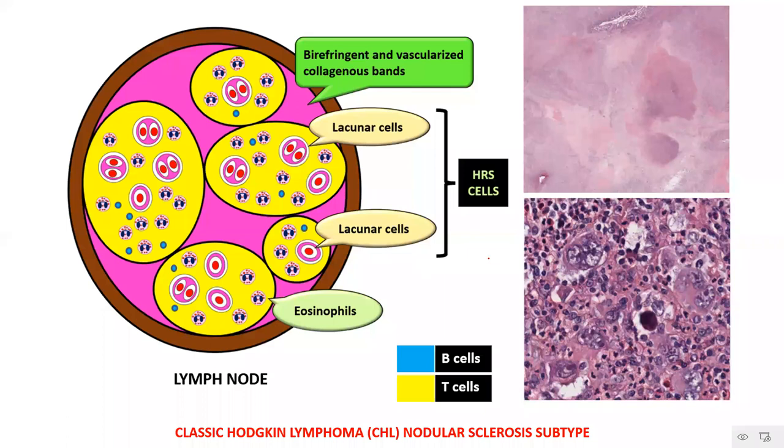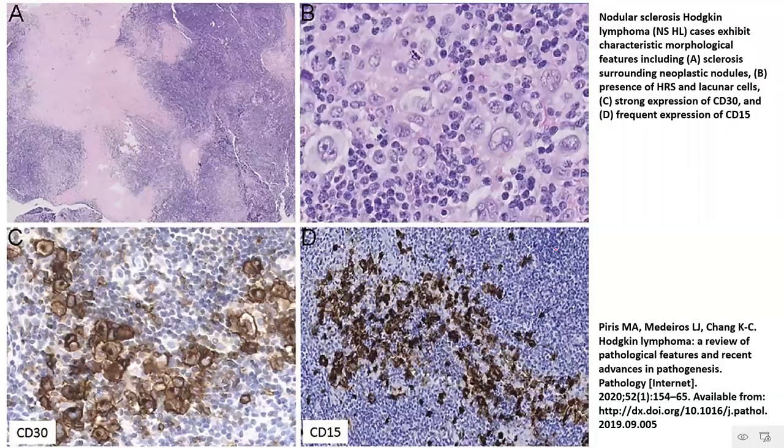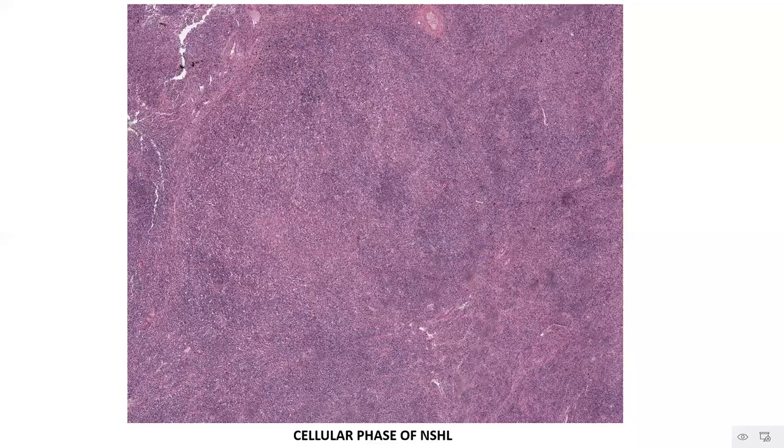And this is how the nodular sclerosis subtype would look. You have these pink birefringent bands of collagen with nodules of varying sizes, which are comprised of the lacunar cells, eosinophils, and a mix of B and T lymphoid cells in the background. So this journal article basically shows you the same thing, the birefringent bands of collagen, the atypical Hodgkin-Reed-Sternberg cells, sometimes present as the lacunar cells, and showing a strong positivity for both CD30 as well as CD15.